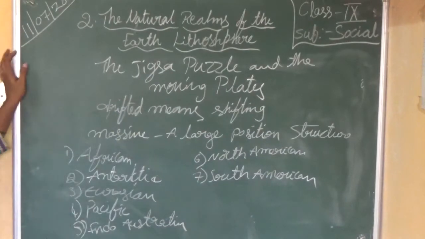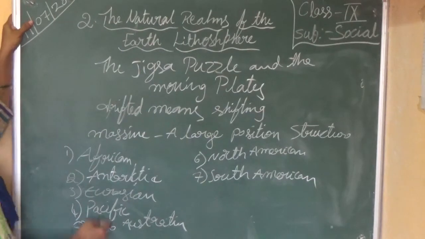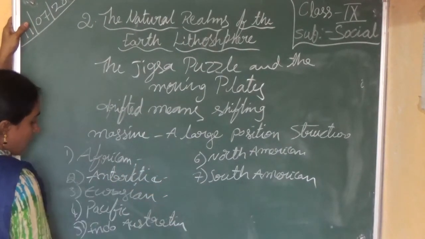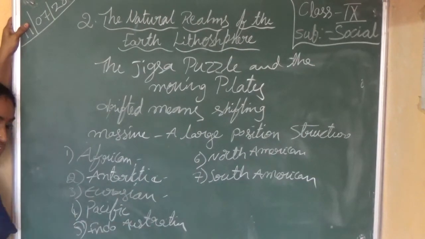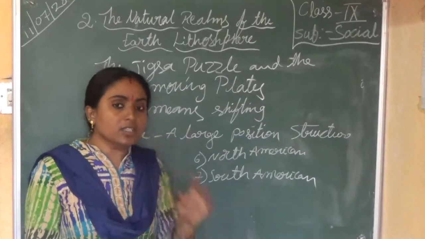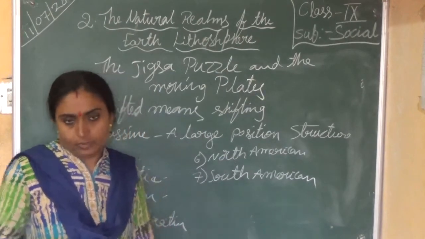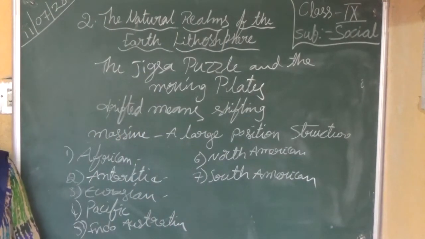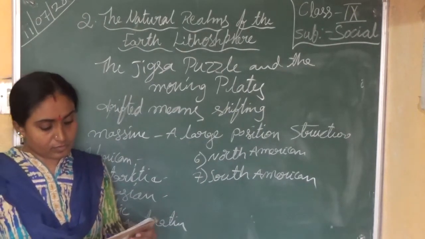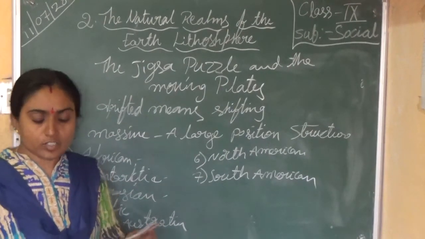Okay, we have 7 major plates on the earth. What are they? First one is African, Antarctica, Eurasia and Pacific, Indo-Australian, North American and South America. These are the major, meaning big, continents of the world. Among the minor plates, Nazca and Arabian plates are also minor.